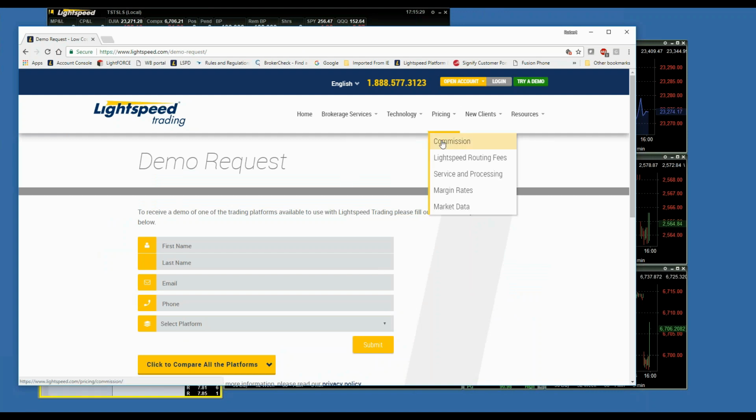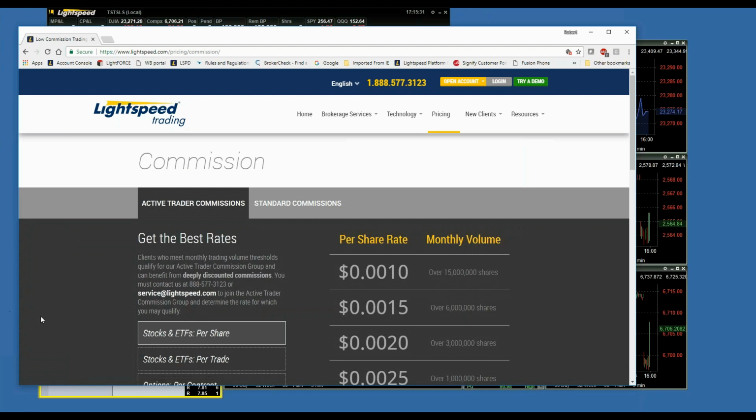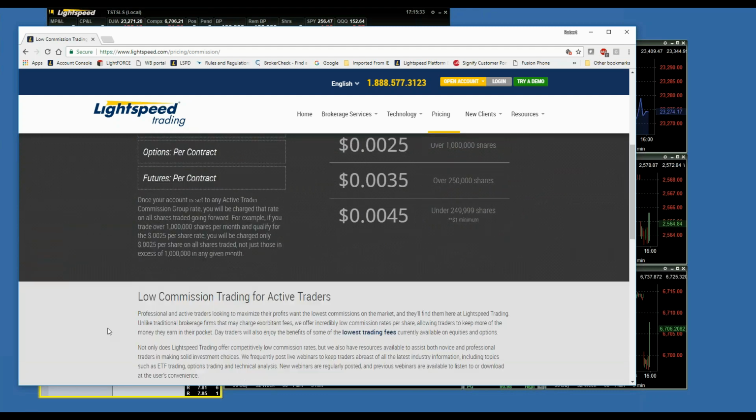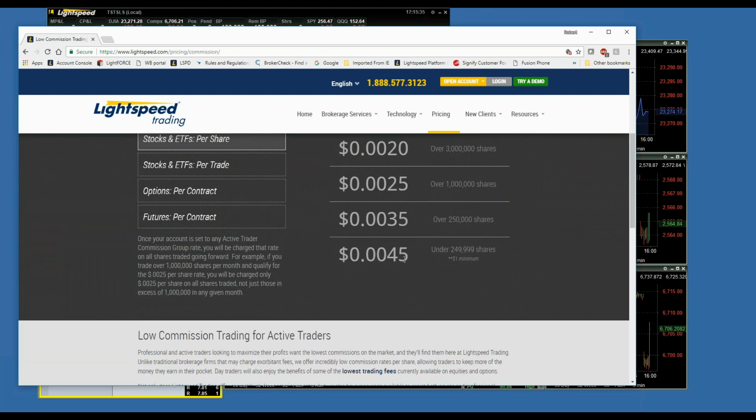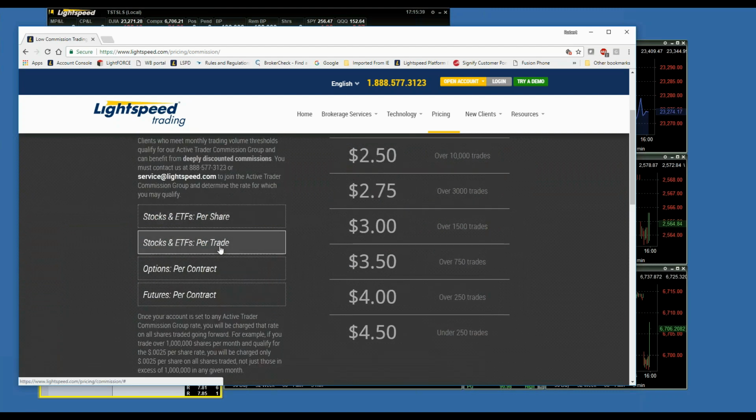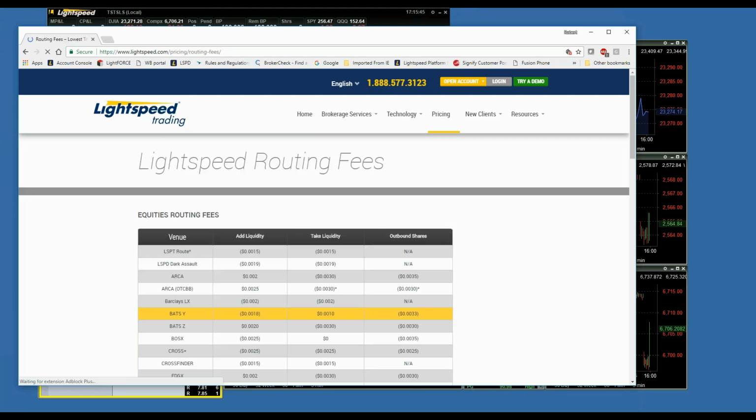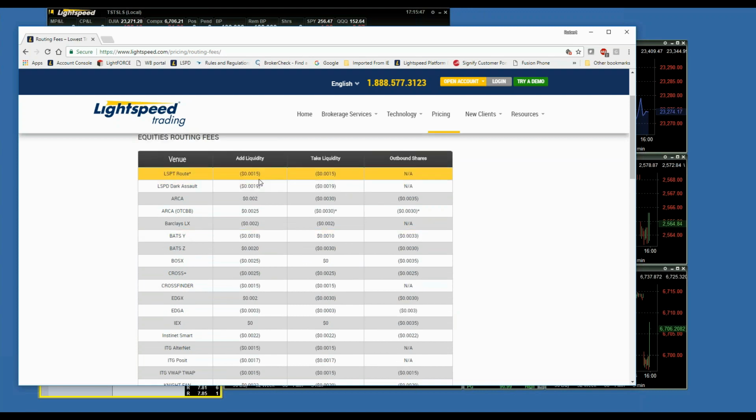If you want to look at our commissions here, for anyone who's new to Lightspeed, our standard rates start at 0.0045. They go lower based on activity. The per trade rate would start at $4.50 as a flat ticket rate. And then you also have to determine the different routing fees. We offer many different routing venues, but you can also qualify for adding liquidity as well.